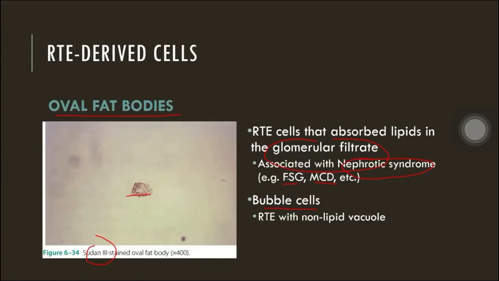Okay, so next we have yung bubble cell. So bubble cells are renal tubular epithelial cells with non-lipid vacuoles. So sa anong mga condition may present si bubble cell? Okay, so si bubble cell present in acute tubular necrosis.